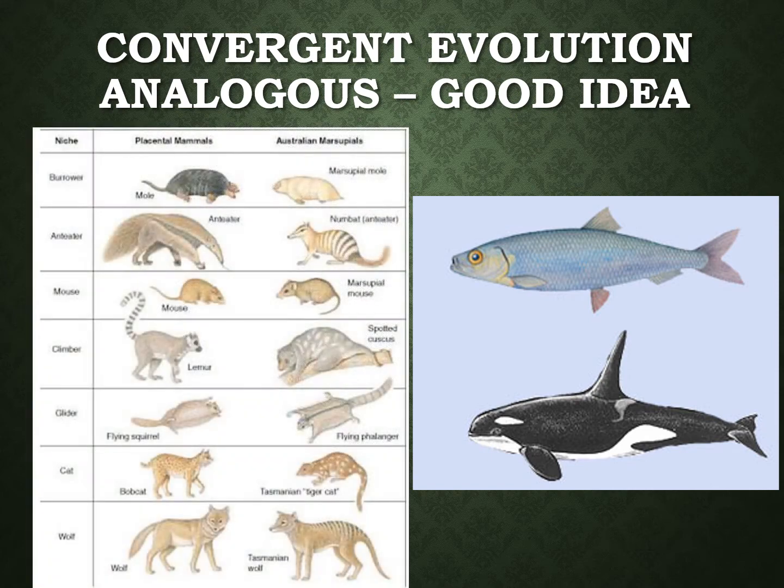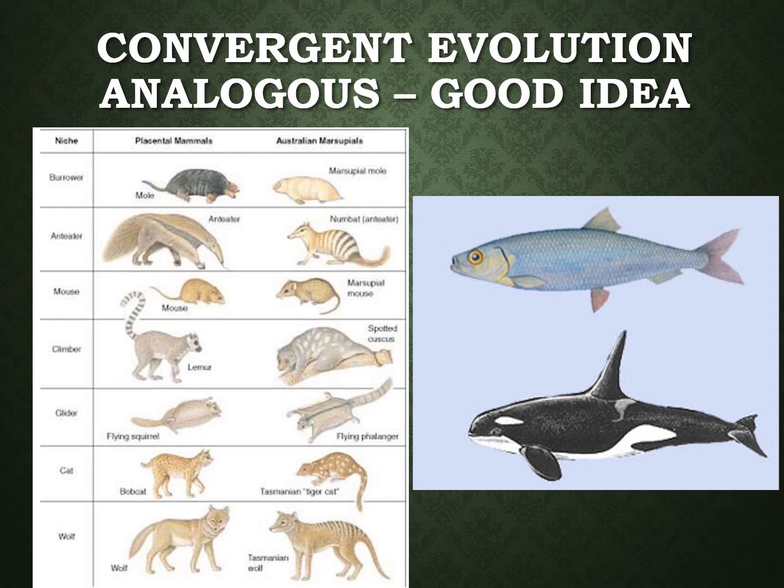So one way to think about analogous structures, convergent evolution, is that this strategy is a good idea for that environment. It works well, so it makes sense that nature is going to do it again. Some really good examples we have here are some mammals that are really similar to marsupials. Mammals and marsupials are not very closely related.